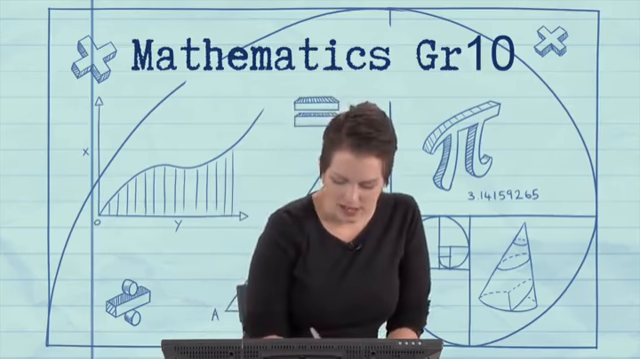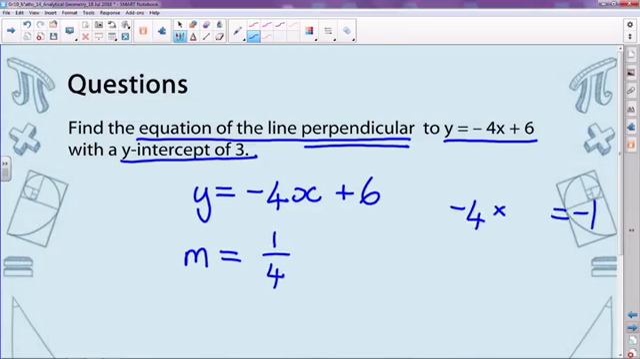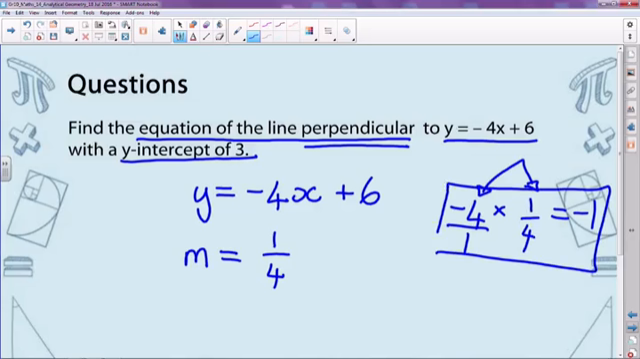Okay, are you ready to do this question together? So our starting line has the equation y equals negative 4x plus 6. So the gradient of our new line is going to be the exact opposite, in other words, 1 over 4. How is that the exact opposite? Well, whatever we multiply negative 4 by needs to equal negative 1. Negative 4 is actually negative 4 over 1. So if we flip it and multiply it by negative, there we go. And that gives us an answer of negative 1. So that's how we find the gradient of the new line.